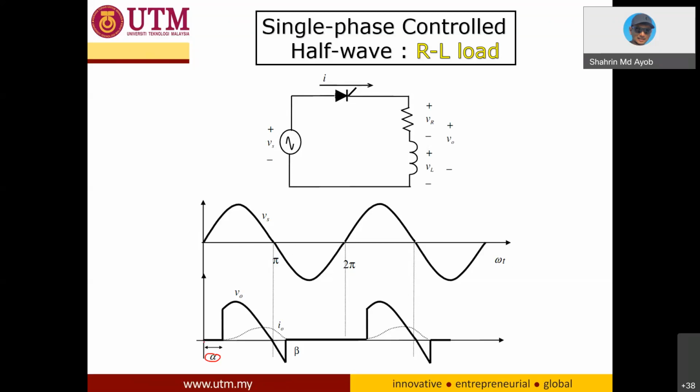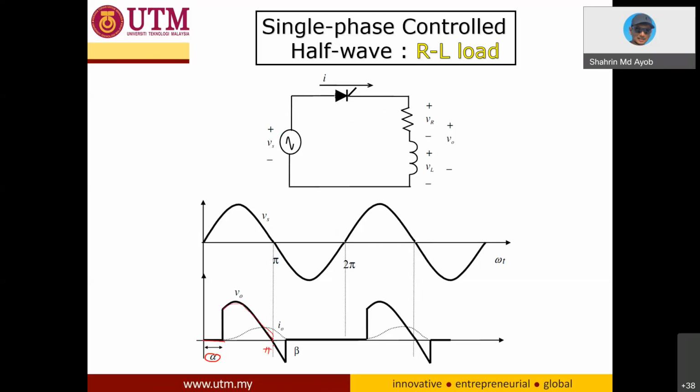So you will have a 0 voltage output here until you trigger. Until you give a triggering signal, the SCR will turn on. When it is turned on, V out is connected to the VS, so you will have the shape of the V output same as the VS, until pi.